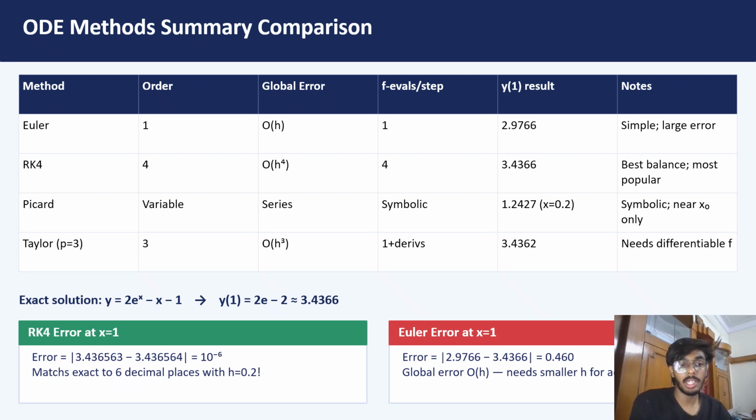And in result, we can understand the exact solution we obtain for the given equation is 3.4366, which is obtained by the Runge-Kutta order 4 method with the minimal error, approximately 10 to the power minus 6. The method that gives us more error is the Euler method with order 1, which provides us with an error of 0.460. So this is all about assignment 3.